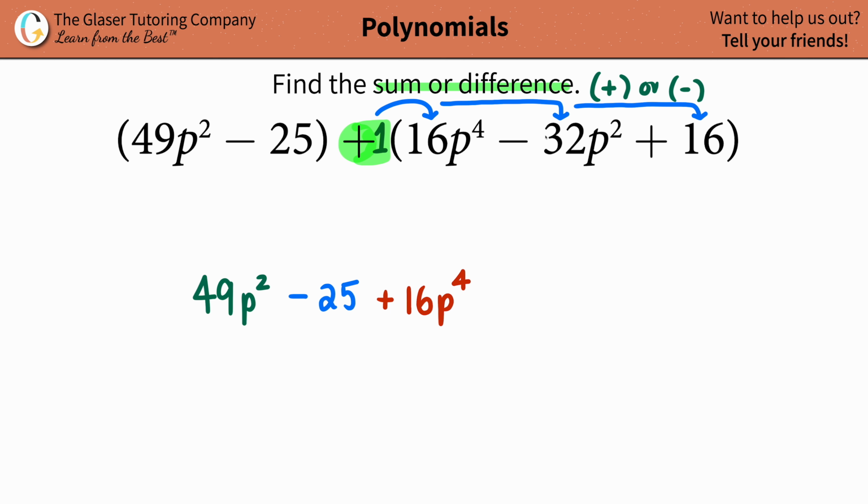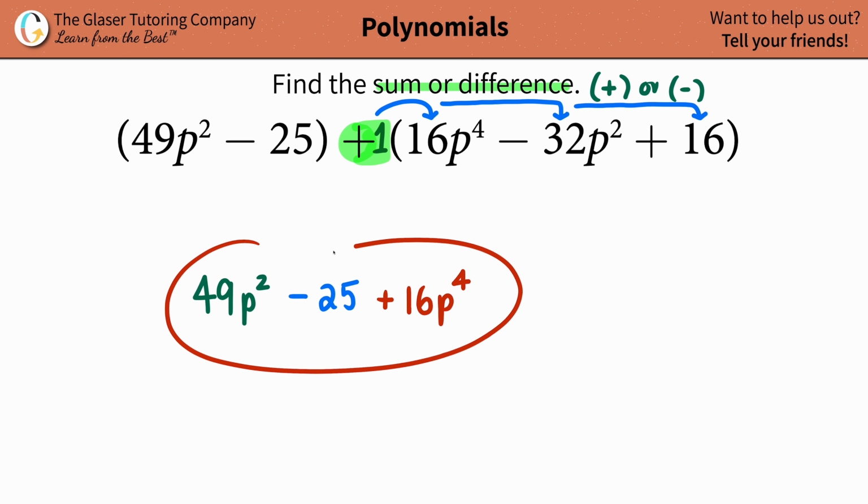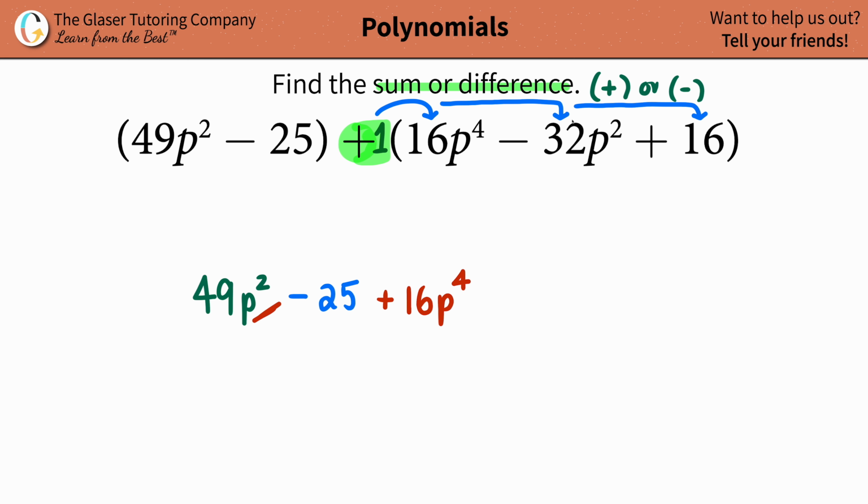Let's do it again. Positive 1 times 32, but it's negative. So plus 1 times a negative 32 is a negative 32 p squared. What color am I going to use? Yeah, the green one. P squareds go with p squareds. So let's change that to green. And it's now a negative 32.